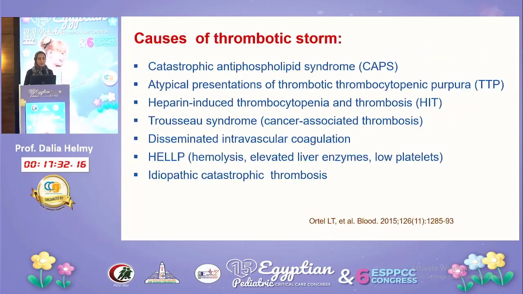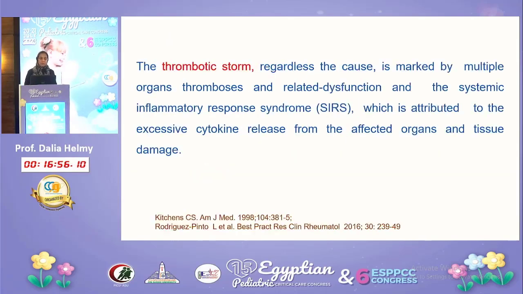a variety of causes. So on the top of the list, from a rheumatological perspective, I placed catastrophic antiphospholipid antibody syndrome, and atypical presentation of thrombotic thrombocytopenic purpura, heparin-induced thrombocytopenia and thrombosis, Trousseau syndrome, which can be associated with thrombosis, disseminated intravascular coagulation, and pregnancy complication, which is HELLP: hemolysis, elevated liver enzymes, low platelets, and idiopathic catastrophic thrombosis, which presents with thrombotic storm, but you cannot put your hand on the underlying cause.